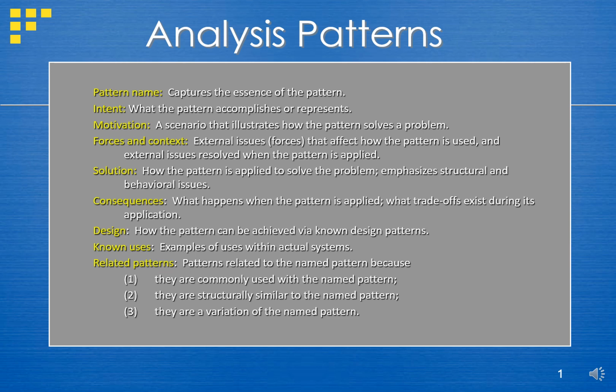Next is forces and context. These are the external issues, forces that affect how the pattern is used, and external issues resolved when the pattern is applied. So these are the factors which are going to explain the different issues or problems associated with the pattern which we are using. Obviously some kind of comparative study or comparative analysis must be there, to show why you have chosen this particular pattern for your problem domain or system, and external issues resolved when the pattern is applied.